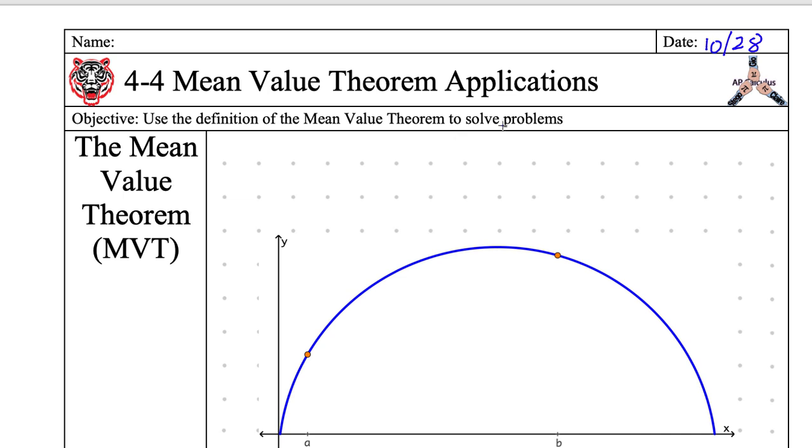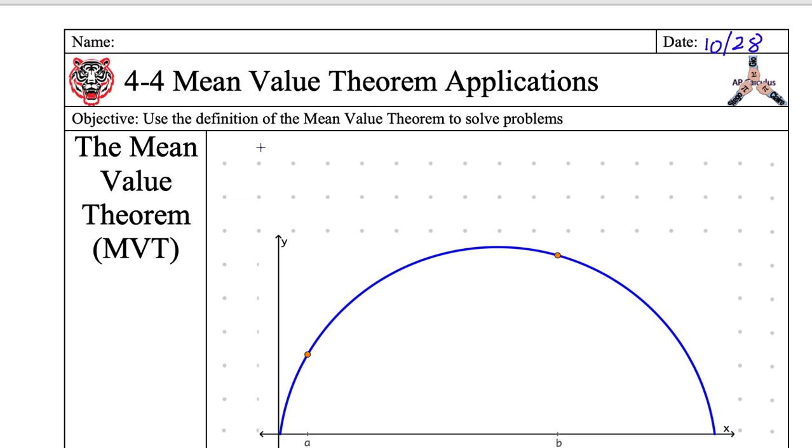Tell me, what is the mean value theorem? It's slope. It guarantees slopes, and what does it need in order to guarantee slopes? Be continuous. Differentiable, which implies that it's continuous. Exactly. So it does need to be continuous also, because that's part of the definition of being differentiable.